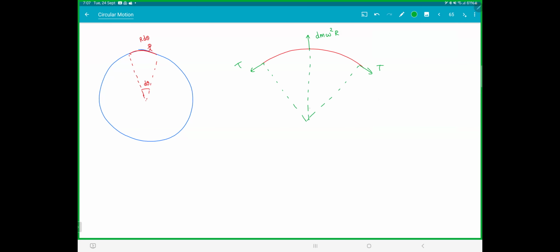The whole angle is d theta, so this will be half angle d theta by 2. This angle is 90 degrees. This will be 90 minus d theta by 2. This will be d theta by 2. Similarly, this will be d theta by 2.